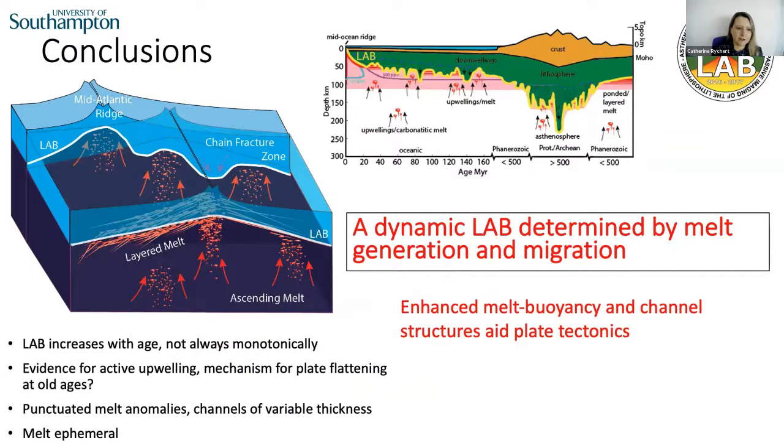So overall, the conclusion is that the lithosphere asthenosphere boundary increases with age, but not always monotonically. There's evidence for active upwelling, and this could be a good mechanism for plate flattening. We find punctuated melt anomalies and channels of variable thickness, both thick and thin, and it suggests that melt is ephemeral. The enhanced melt buoyancy and channel structures that we image likely aid plate tectonics, and it suggests that a dynamic lithosphere asthenosphere boundary is determined by melt generation and migration.